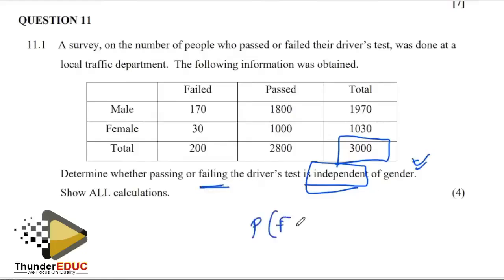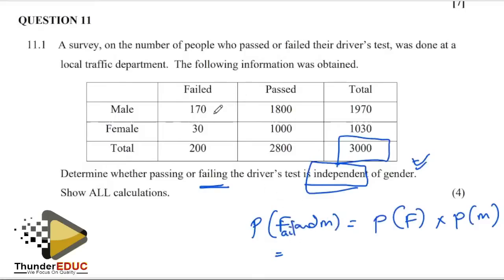So in this case, failing and the gender. Probability of failing and maybe you're male will be probability of failing times the probability of being male. So on the left, I'll just call it fail and male, okay? So you failed and you were male, it's 170 over 3,000. Then probability of failing is 200 over 3,000 times probability of being male is 1970 over 3,000.